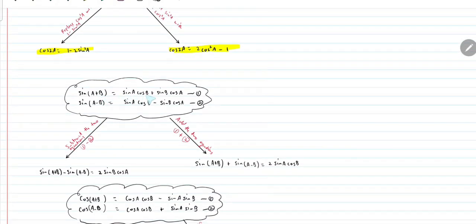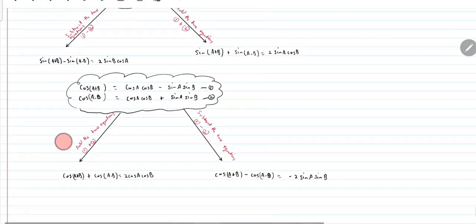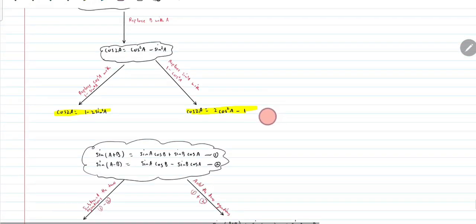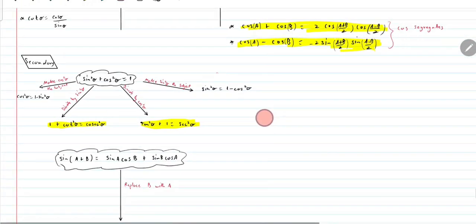Now, once you know your two compound angle formulas for sine, these are the two equations we got. If we subtract the two equations, we end up with this identity. If we add the two equations, we end up with this identity. Same thing with cos. You got your two compound angle formulas. You add the two equations, you get this identity. Subtract the two equations, you get this identity. Right? So it's just a matter of you understanding how we end up with these identities. That's really going to help you remember.